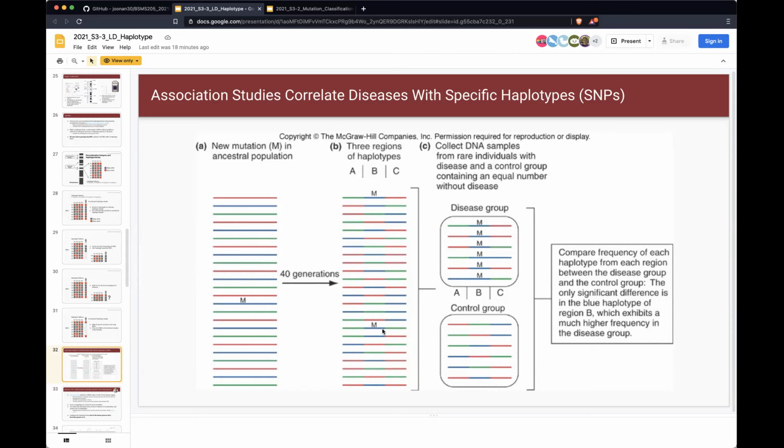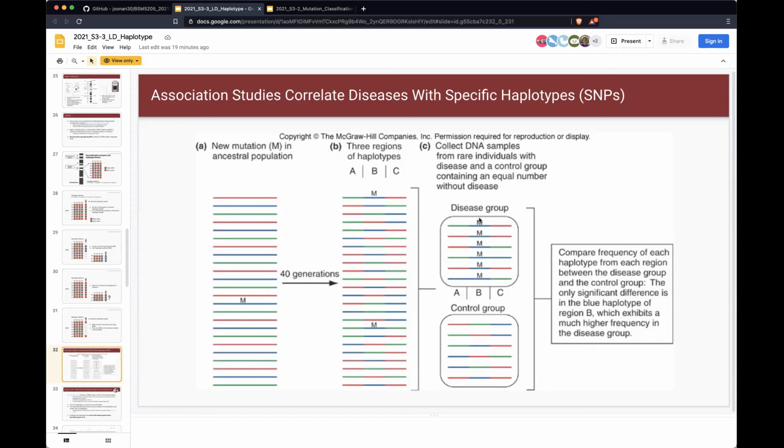If you then compare people with the disease in the present generation, you can compare disease groups versus control groups. Then you can basically measure which areas, which haplotypes, have the mutation alleles in their genome. Then you can easily define the related locus using the haplotype information, right?